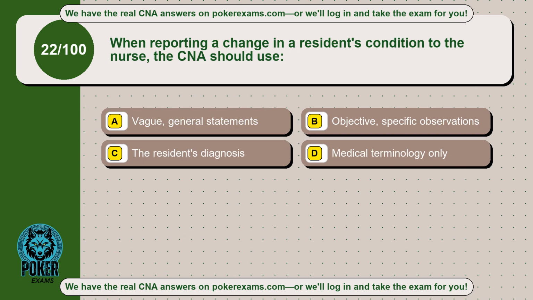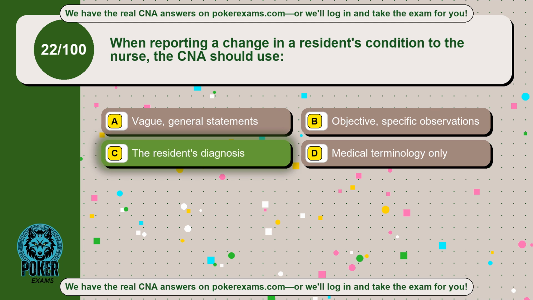Question 22. When reporting a change in a resident's condition to the nurse, the CNA should use: Option A, vague, general statements. Option B, objective, specific observations. Option C, the resident's diagnosis. Option D, medical terminology only.